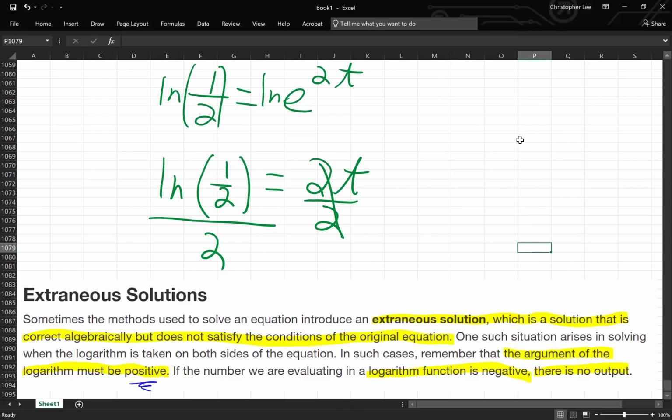All right, now let's talk about extraneous solutions. Sometimes the methods used to solve an equation introduce an extraneous solution, which is a solution that is correct algebraically, when we solve for it, but does not satisfy the condition of the original equation. One such situation arises when the logarithm is taken on both sides of the equation. In such cases, remember that the argument of the logarithm must be positive. If the number we are evaluating in a logarithm function is negative, there's no output. That's simple.